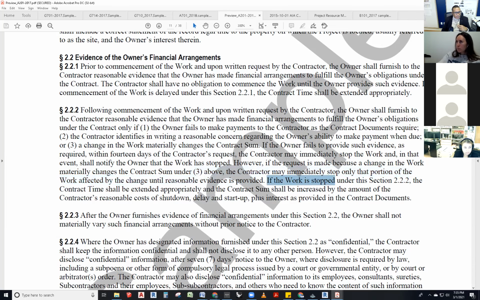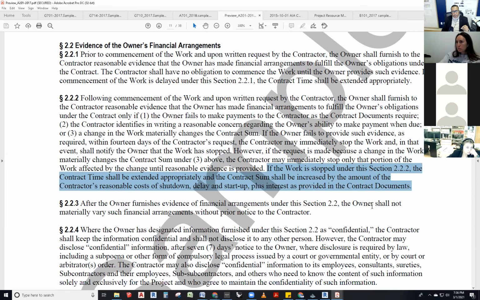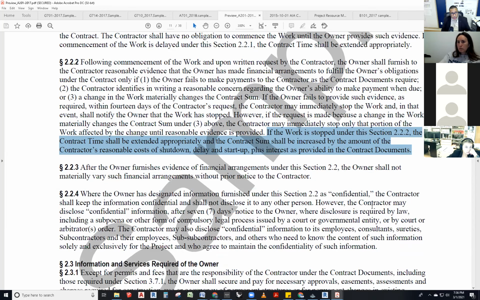That's fine. If the work stopped under this section 2.2.2, the contract time shall be extended appropriately, and the contract sum shall be increased by the amount of the contractor's reasonable cost of shutdown, delay, and startup, plus interest as provided in the contract documents. Hey, there's interest, there's shutdown costs, delay costs, startup costs. Think about all those costs.